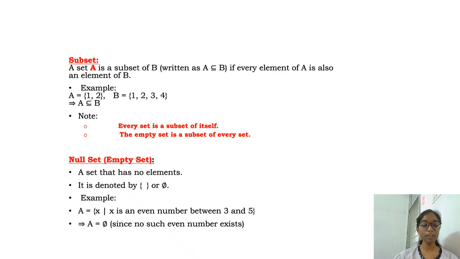Null set or empty set. A set that has no elements is denoted by flower brackets {} or the symbol phi. Example, A equals phi, since no such even number exists.